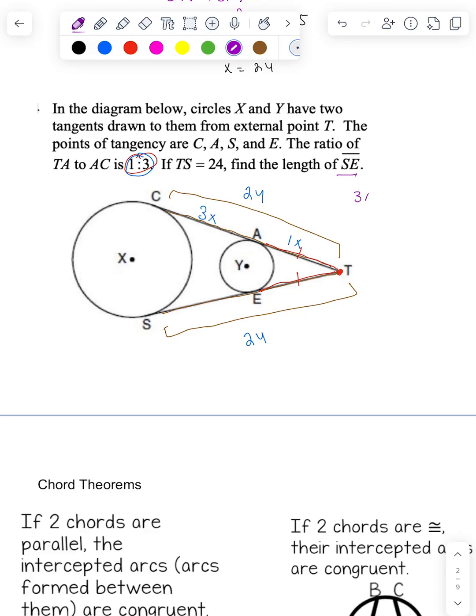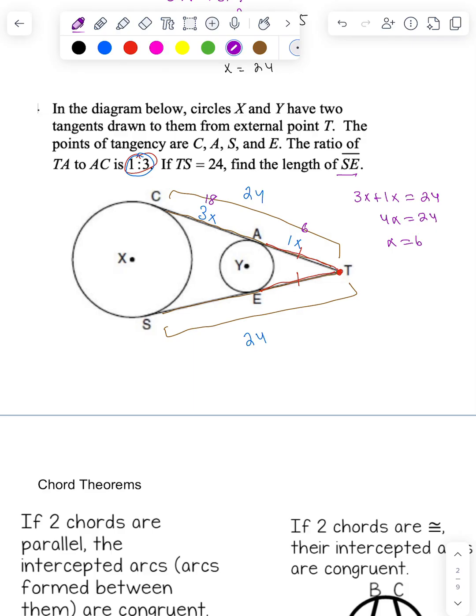I can make an equation that says 3x plus 1x, the two pieces of tangent CT, together must make 24. And if I solve real quickly, I get that x equals 6. And then if I plug in, AT has a length of 6, and CA has a length of 18.